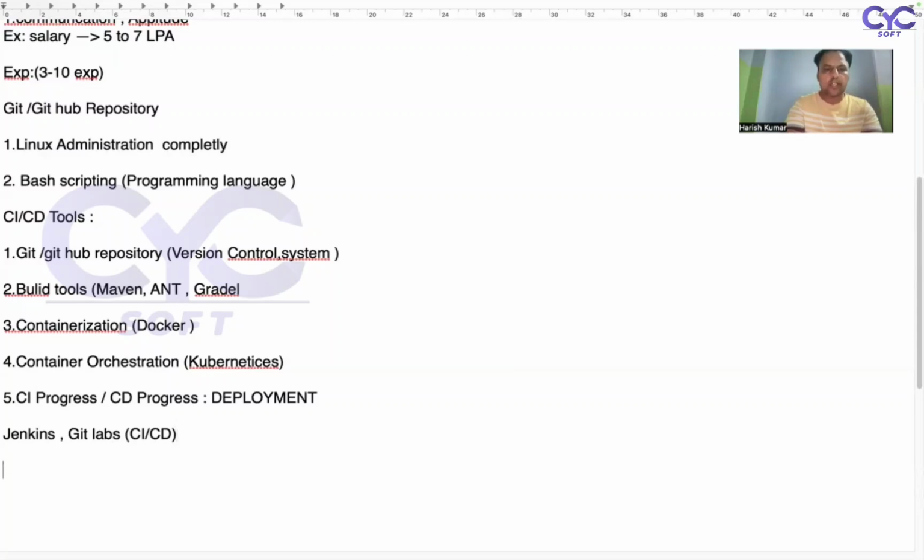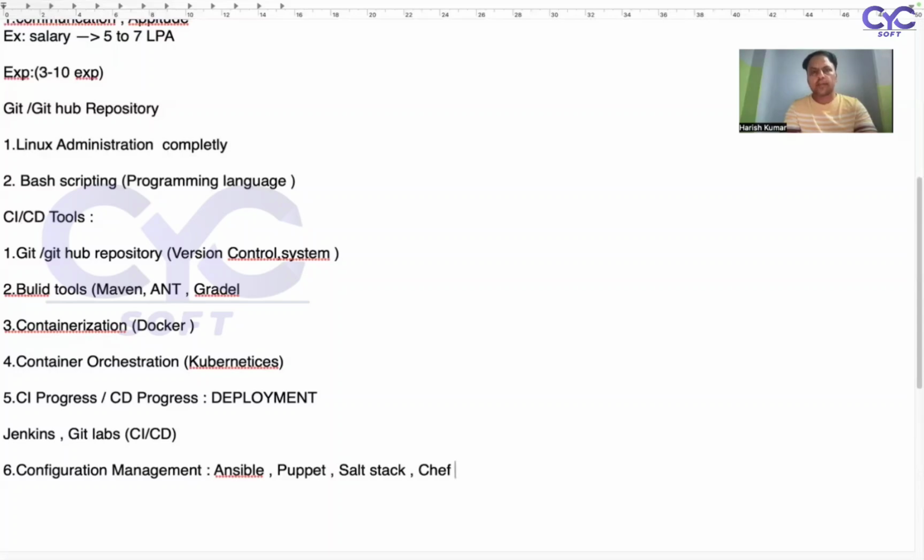Next is configuration management. For this, you need to learn Ansible, or you can go with Puppet, Salt Stack, or Chef. Right now, the market is moving with Ansible only, so you need to learn Ansible. Puppet, Salt Stack, and Chef are the older tools. It depends upon your infrastructure.